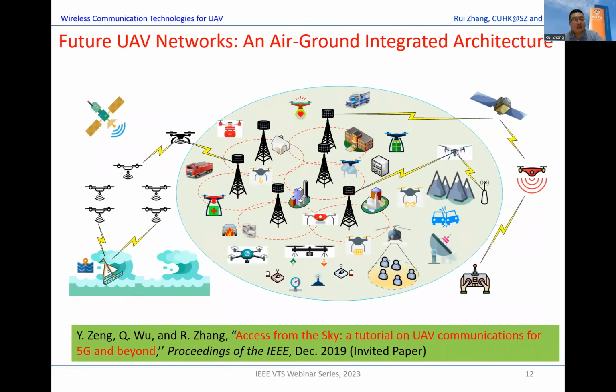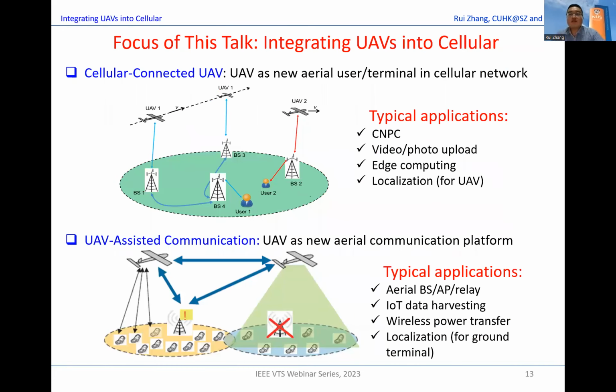So I can envision that in the future, the UAV network will be an integrated one, right? That means that we may not have only one single technology to enable UAV communications. We may have cellular network, for example in the urban areas, that provides very good coverage and superior performance for UAV communication, but in some remote areas, we may leverage the satellite or the UAV ad hoc network. So we have an integrated air-ground architecture for the wireless network to enable ubiquitous UAV communications. In the sequel, I will mainly focus on how to integrate UAV into the cellular network, because this is an emerging and new technology.